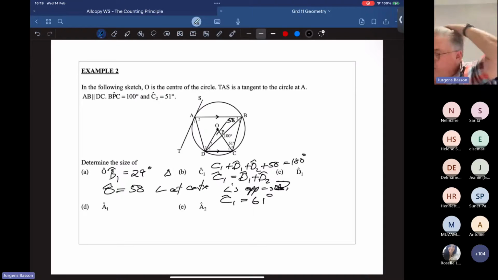Right. Number C, they ask us for D1. Now we've got D1 and D2 together. We know that is 61, but they want only D1.